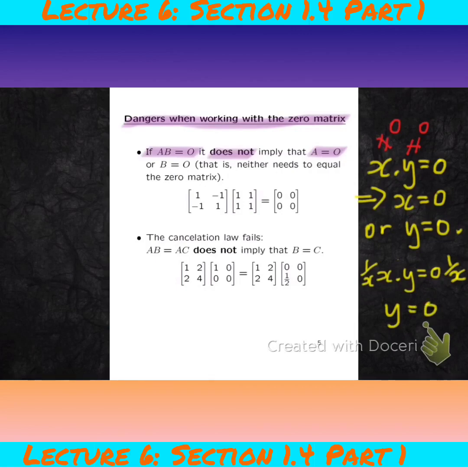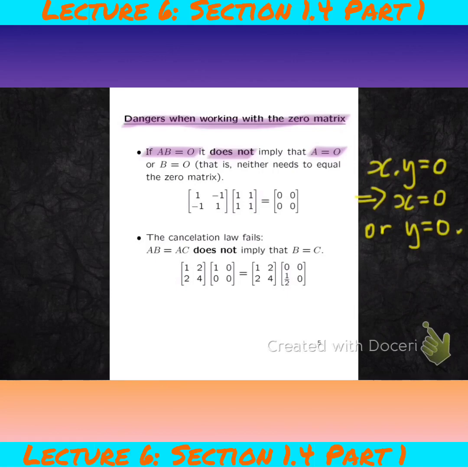And likewise, you can multiply on the left with 1 over y, and on the right with 1 over y, and you can prove that x is equal to 0, which is also a contradiction. So in the real number case, if the product between two real numbers is 0, then at least one of the real numbers is going to be 0.